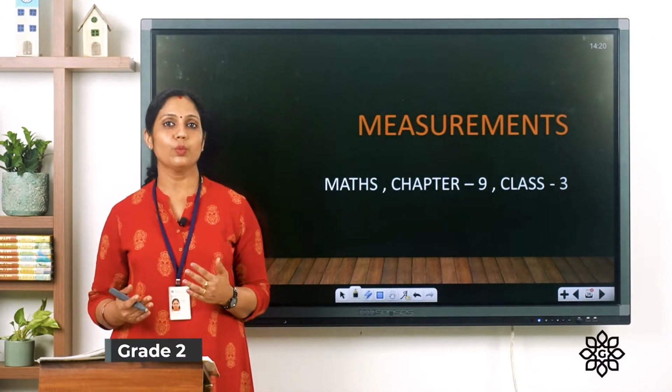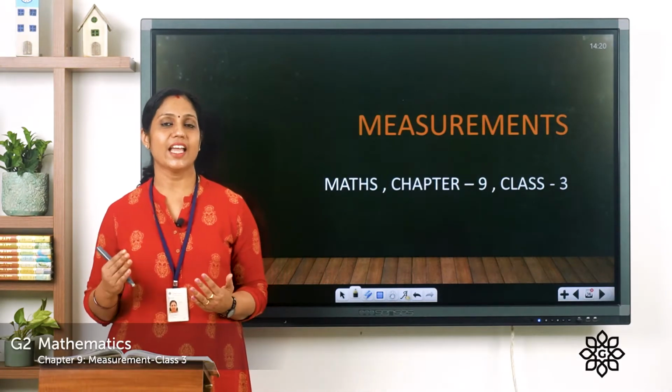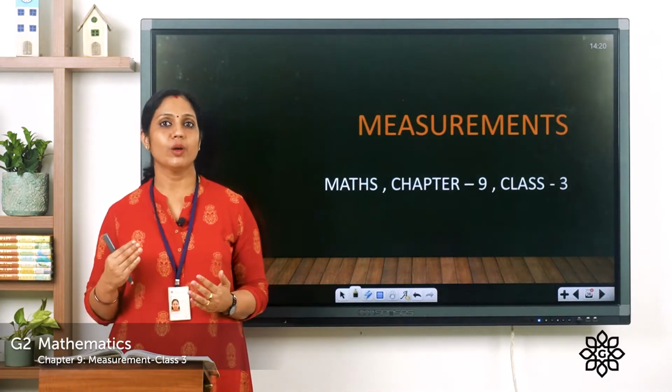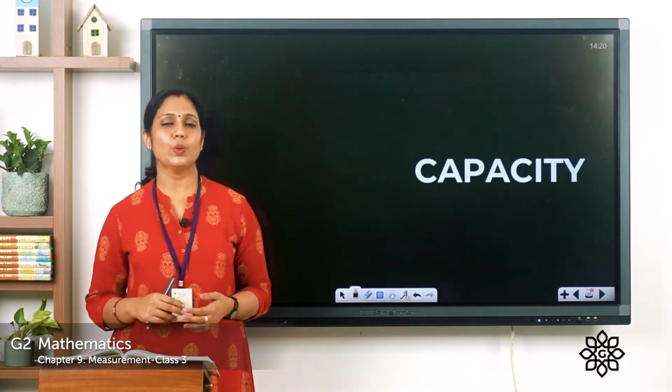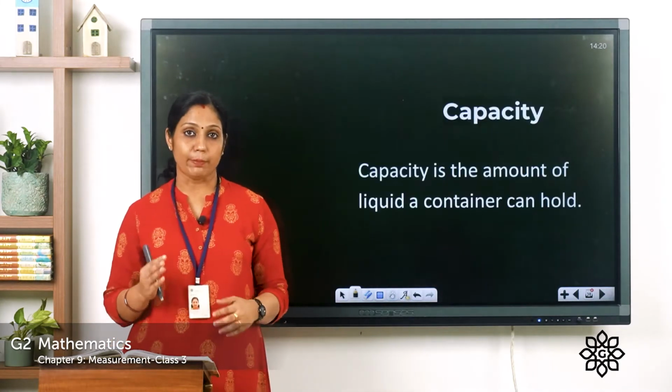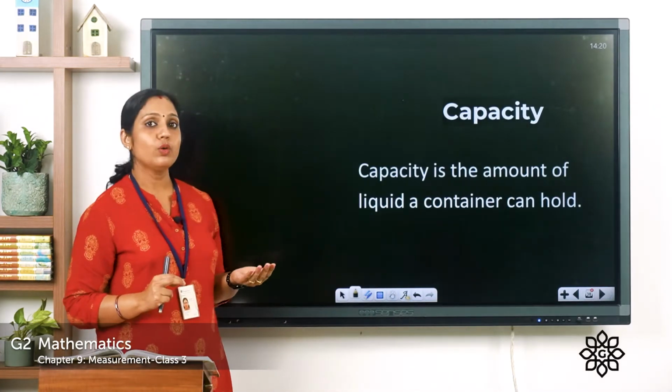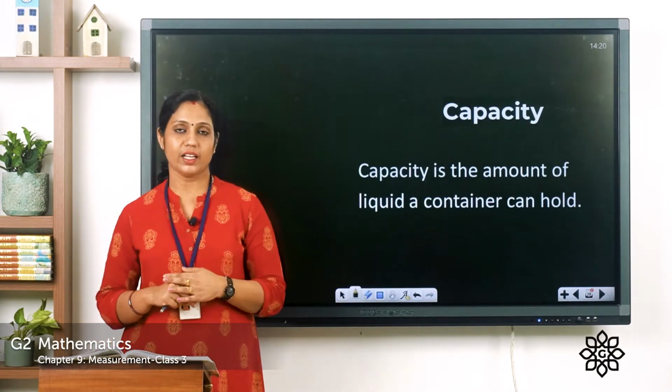Hope you are clear with the previous classes, length and weight. Today we are moving on to our next topic, that is capacity. So do you know what is capacity? Capacity is the amount of liquid a container can hold.